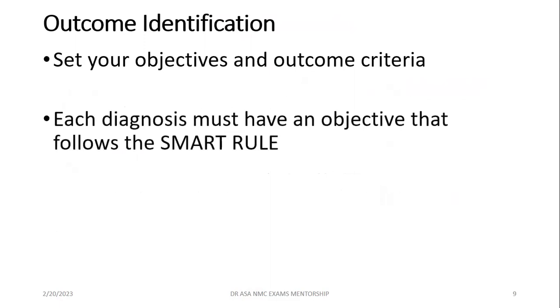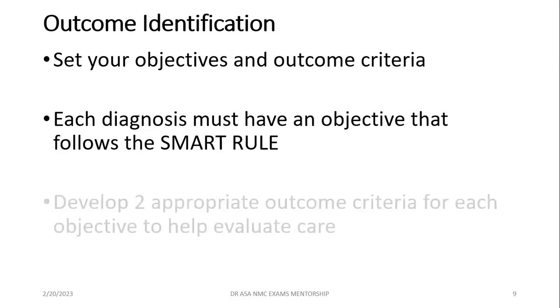objective and outcome criteria. Now, each diagnosis must come with an objective that follows the SMART rule. And the SMART rule, what I mean by the SMART rule is that each objective must be specific to the condition or the problem identified. It must be measurable. It must be something that you, the nurse, can measure. It must be something that you can attain. It must be realistic, and it must be time-bound. So you cannot set an objective without a time frame. You cannot just say that the patient will be relieved of, let's say, chest pain without telling us the time frame within which you are anticipating that to happen; that is problematic.